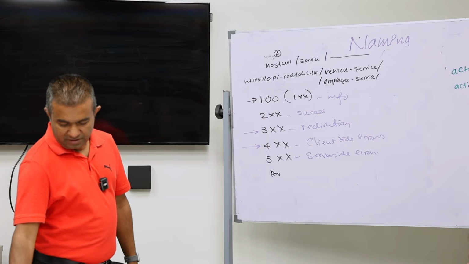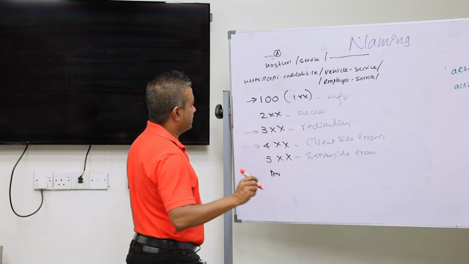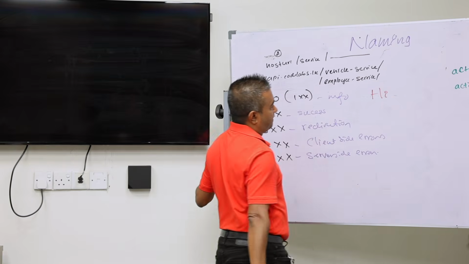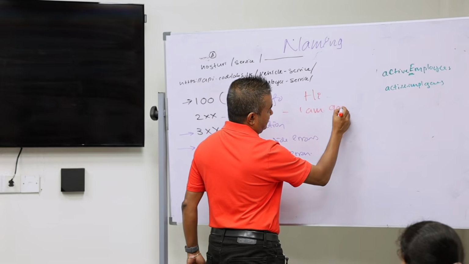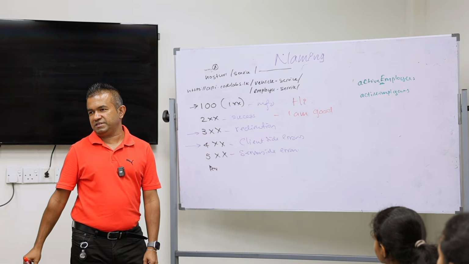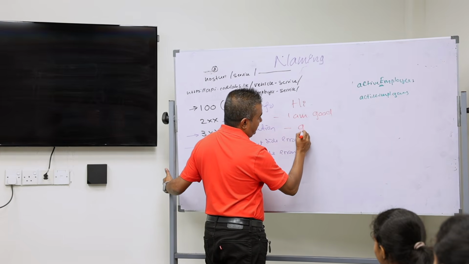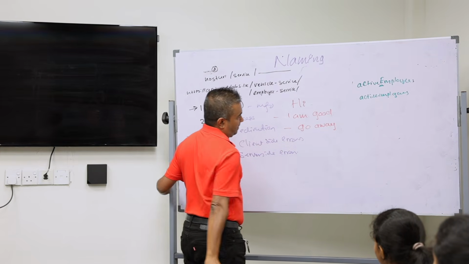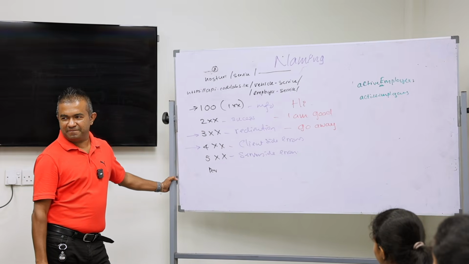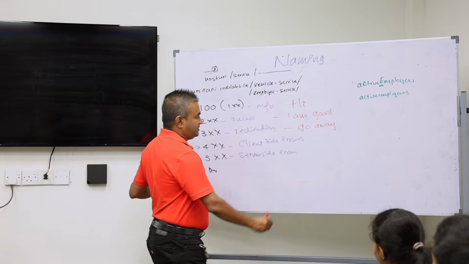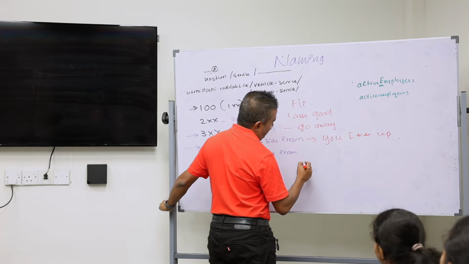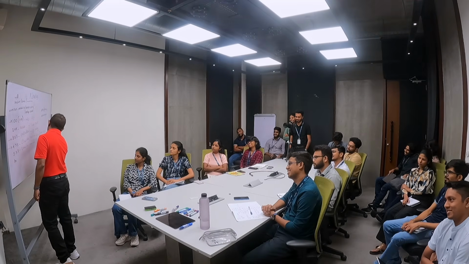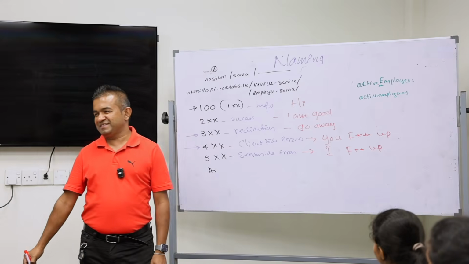So usually we say it something like this. 100 series is hi. 200 series is I'm good. 300 series is go away, it's getting angry. 400 series is you messed up. 500 series is I messed up. That's the easiest way to remember it.